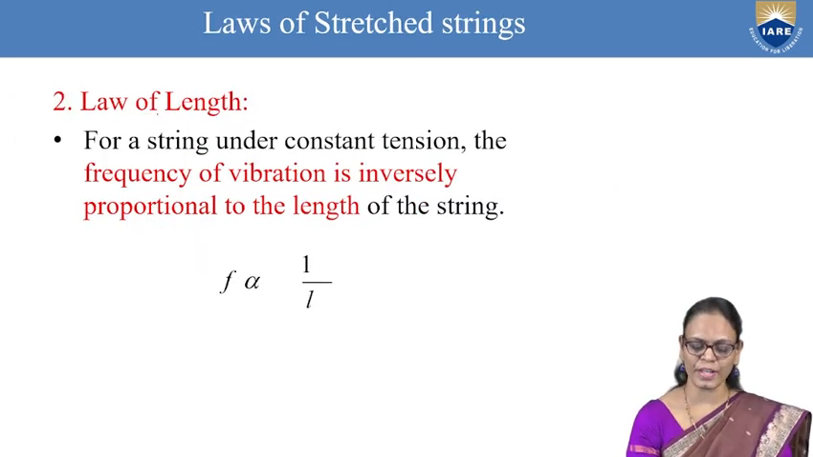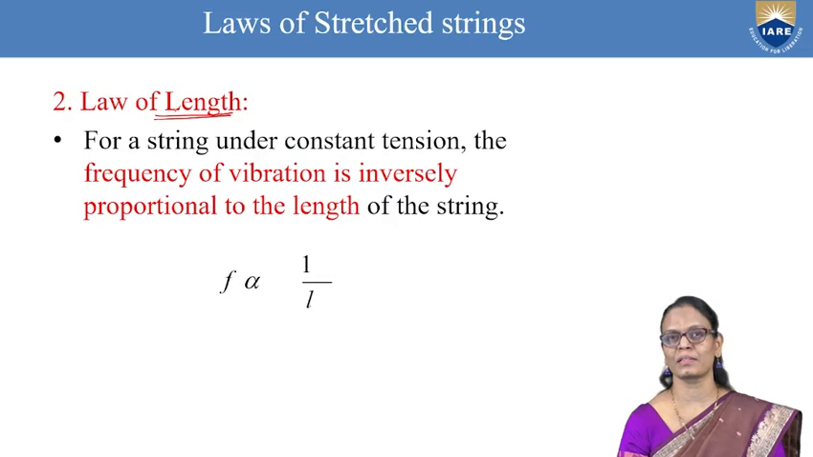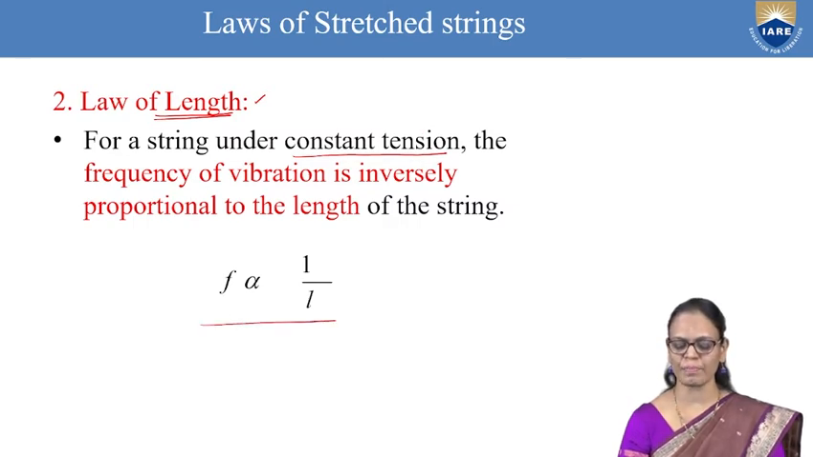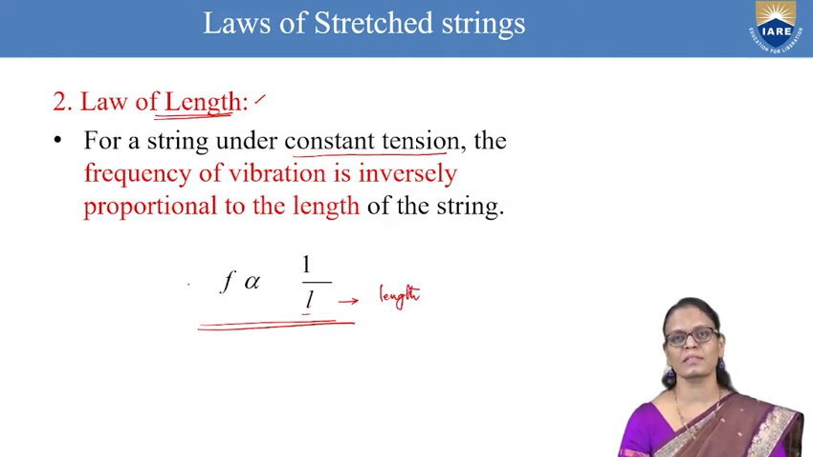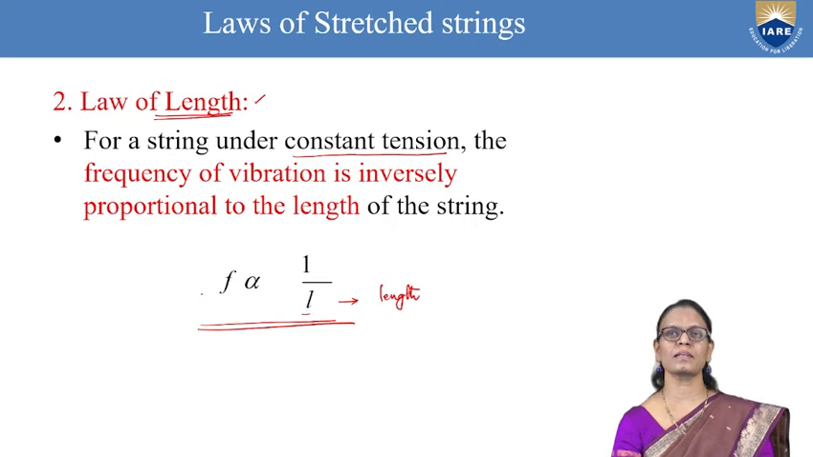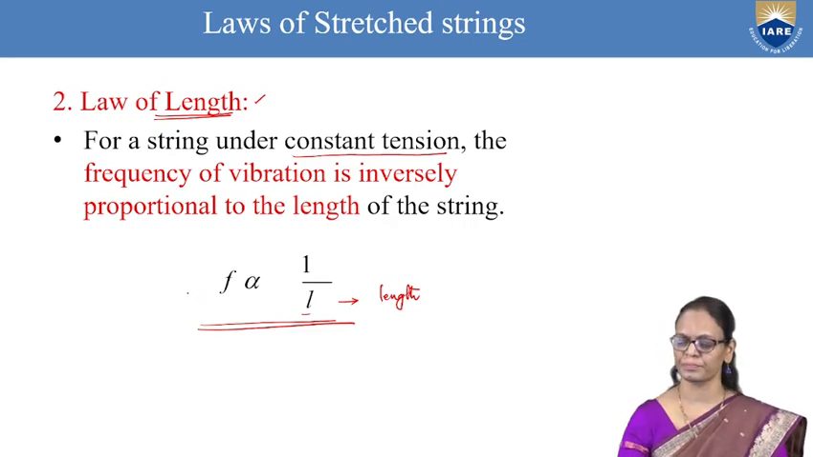Next one is the law of length. How does it depend upon length? So when we are talking about length, we are going to keep the tension constant. So for a string under constant tension, the frequency of vibration is inversely proportional to the length. So F is inversely proportional to the length. So L here represents the length of the string. So more the length, less the frequency. Frequency here means the number of vibrations.